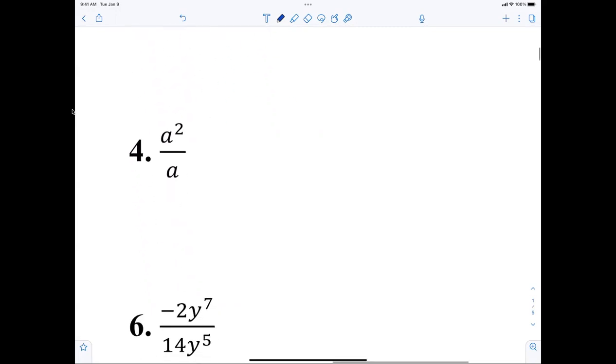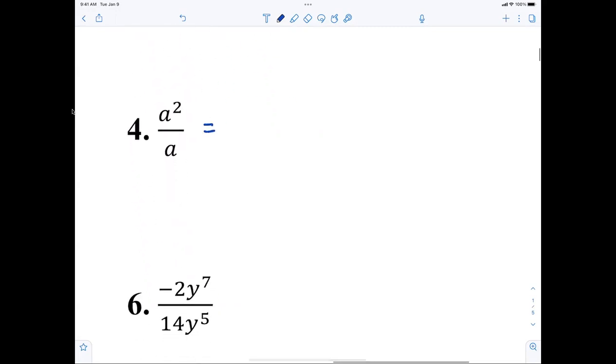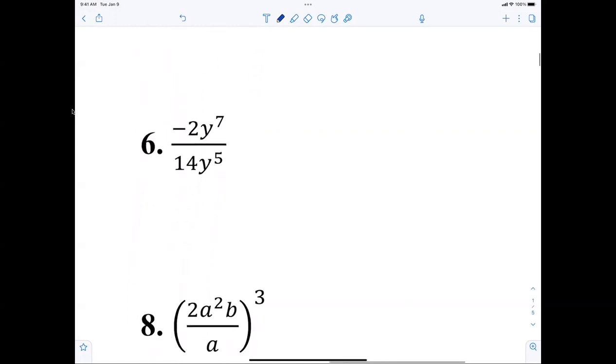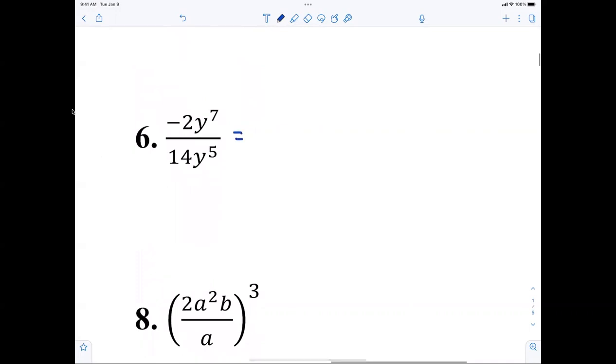Number 4, what is a squared divided by a? James. A to the first. Is it necessary to put a to the first? No, it's just good to write it so you understand that you subtracted. That's it. Now treat numbers like numbers and variables like variables. Some people don't understand what I'm saying, but I see the fraction negative 2 over 14. You just look at that independently. And what does that reduce to? Noah's asking you.